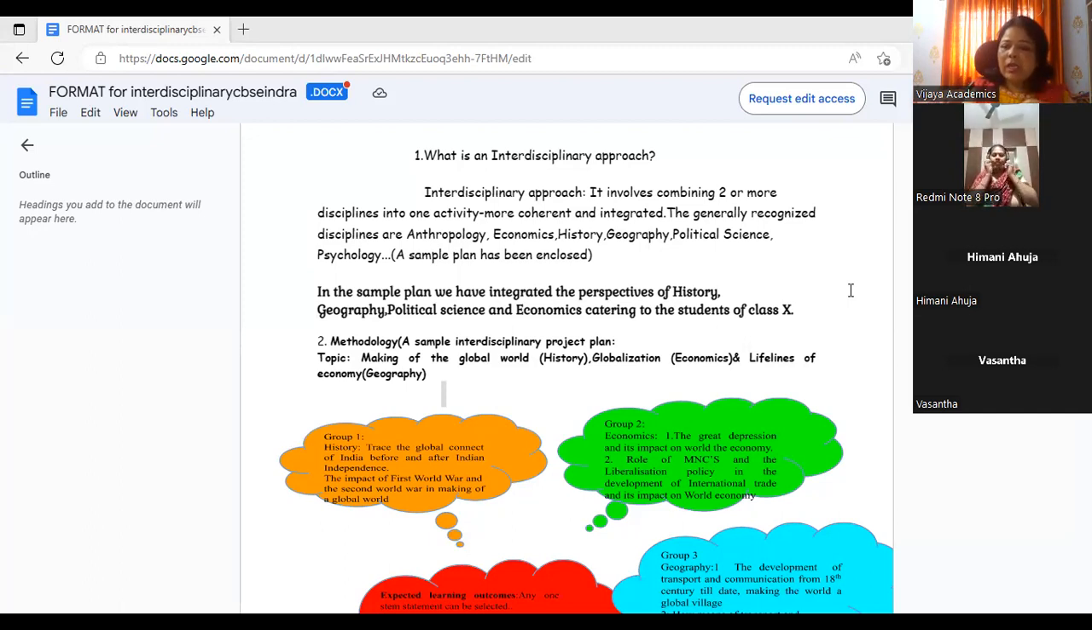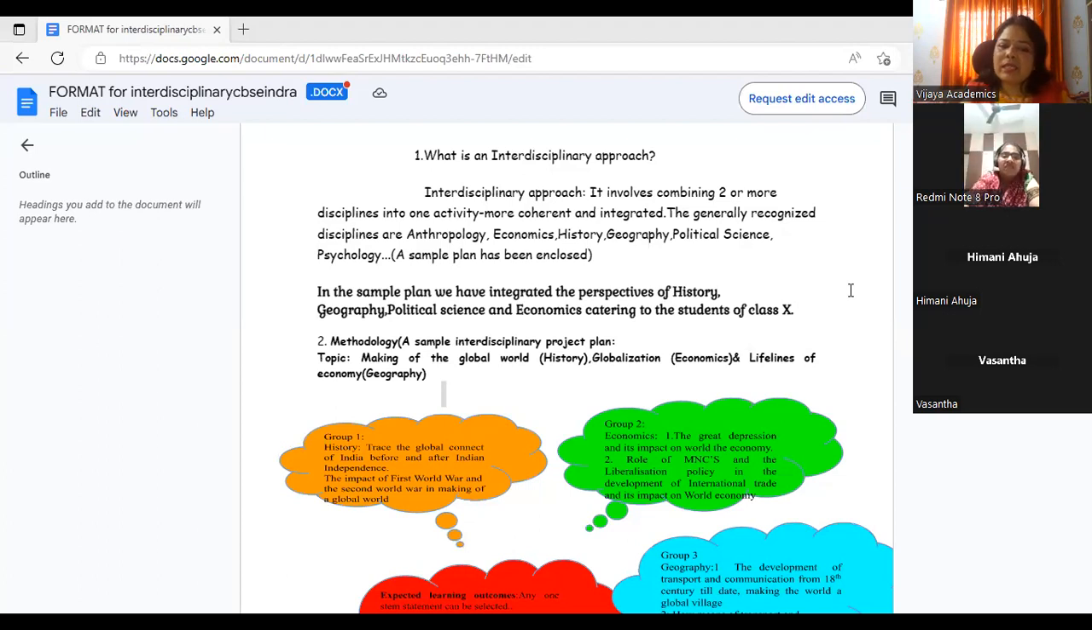If we are discussing social studies, social studies has many disciplines, such as anthropology, economics, history, geography, political science, and psychology. These are the disciplinary parts of social science. So by the CBSE guidelines, we are going to interlink whatever topic is given with all these disciplines. That's why the name is interdisciplinary approach.